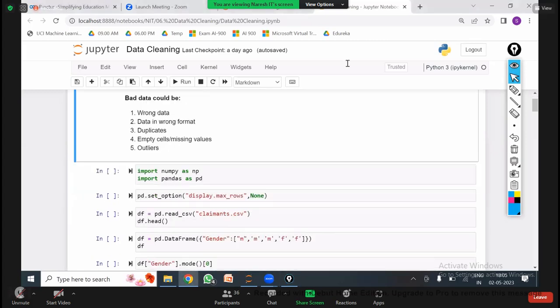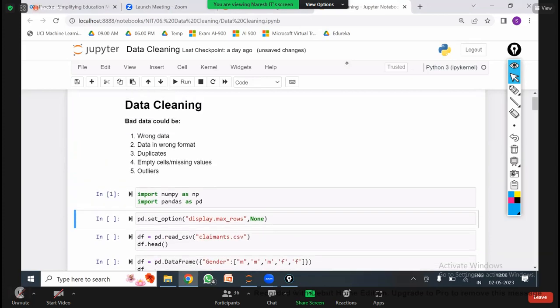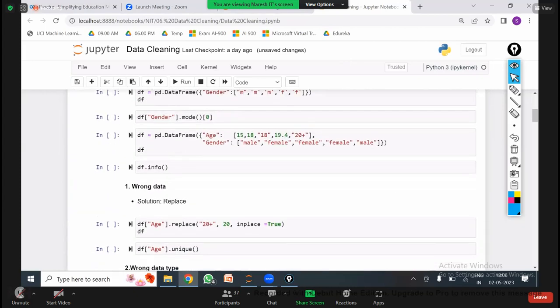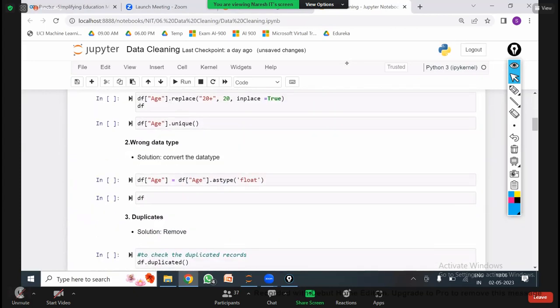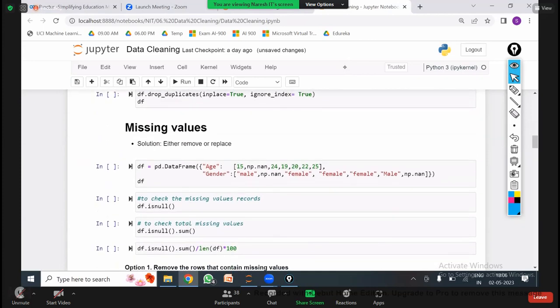So in the last class, we discussed data cleaning, where we worked on wrong data. If you have any kind of wrong data, we are going to modify that data. After that, we worked on the wrong data type, which means converting that particular data type to another data type. If there are any duplicates, we are going to drop them. The fourth one is missing values. If there are any missing values, we have two options, either to remove or to replace.